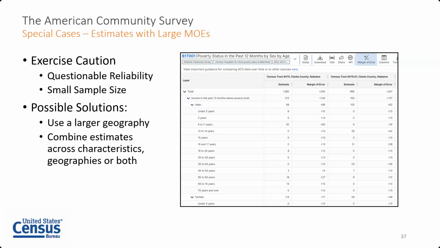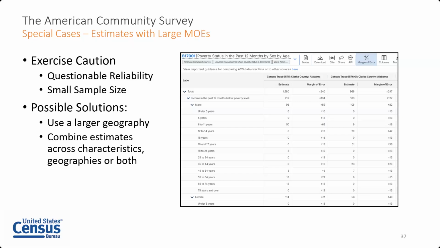As you can see, many of the MOEs here are larger than their respective estimates. Data users should exercise caution when using these estimates because they have questionable reliability. Large MOEs can also signal that the sample size for the estimate is small. There is not an ideal solution to dealing with large MOEs. However, a few workarounds are available.